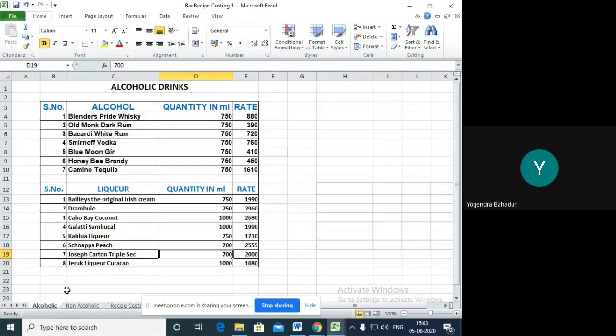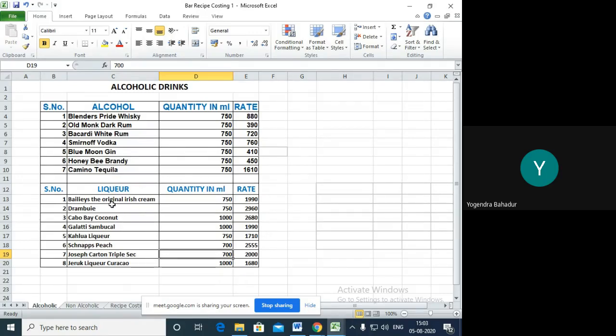In terms of the alcoholic sheet, here we find there are two boxes. The first box, or the first part, is related to alcohol. Here we have mentioned Blender's Pride whiskey, 750 ml, 880; Old Monk's Dark Rum, 750 ml, 390; Bacardi White Rum, 750 ml, 720. Likewise, under this particular part, we find there is a liquor section.